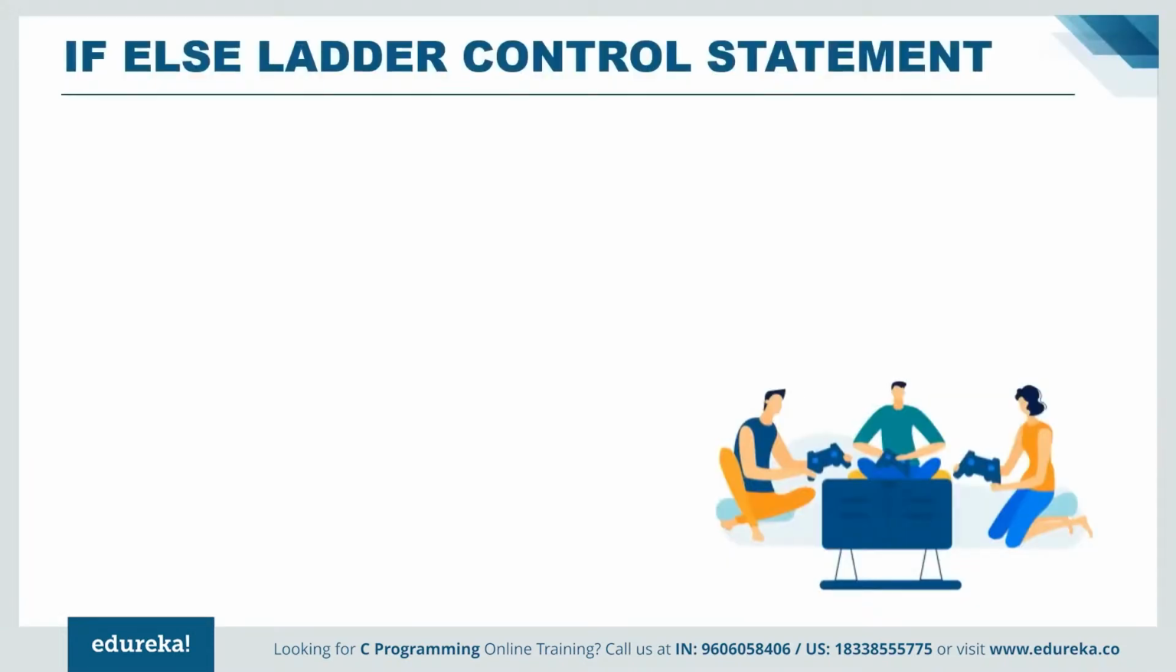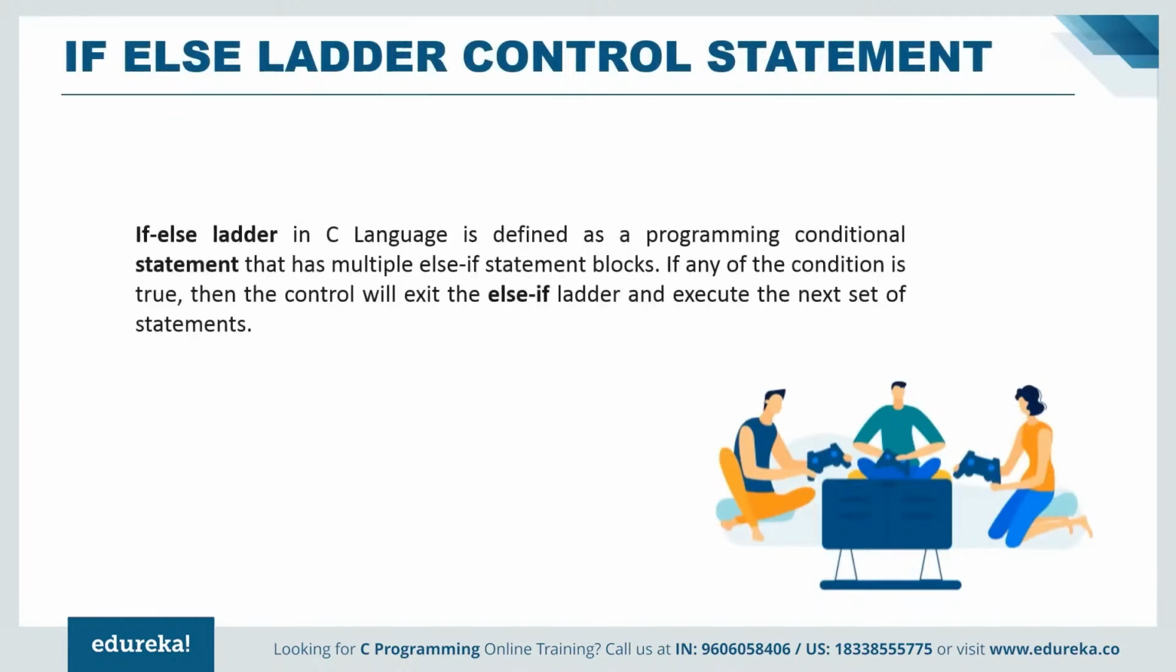successfully executed. Let us try to understand the next type of control statements, which is the else if ladder. The else if ladder in C programming language is defined as a conditional statement that has multiple else if statement blocks. If any of the conditions is true, then the control will exit the else if ladder and execute the next set of statements. As you can see, this is completely similar to the else if control statements, but the only difference is that you have multiple else blocks here.